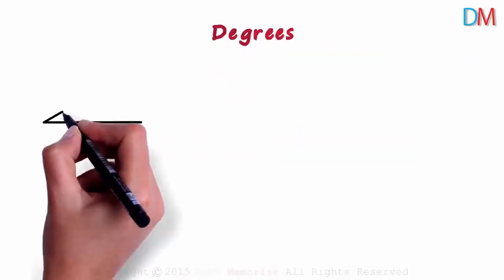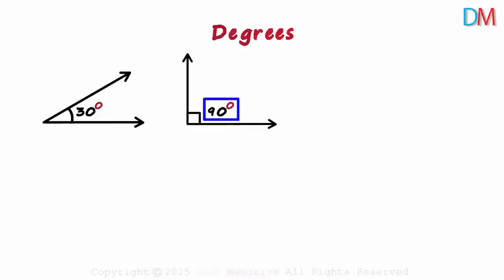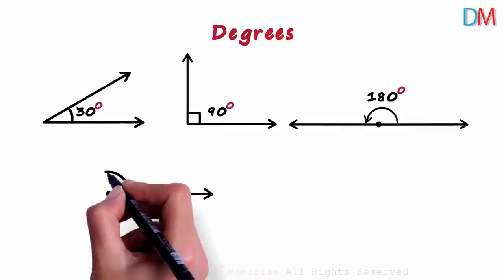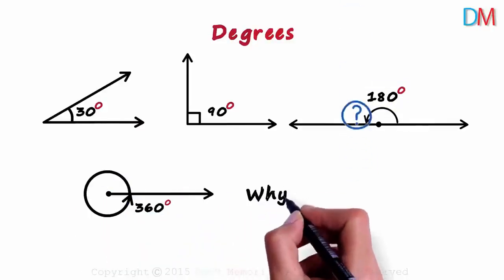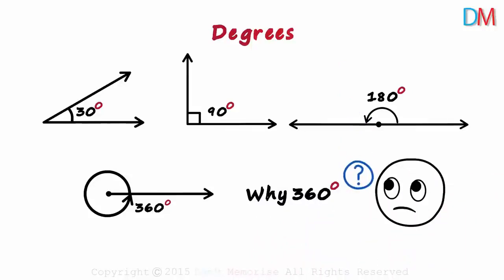In the previous video, we looked at how angles are measured using degrees. This angle would measure around 30 degrees. A right angle would measure 90 degrees, a straight line 180 degrees, and one complete rotation 360 degrees. Do you know why 360 degrees? It's somewhat arbitrary and had something to do with the base 60 number system. Do we have some other way in which we can measure angles such that it makes a little more sense?